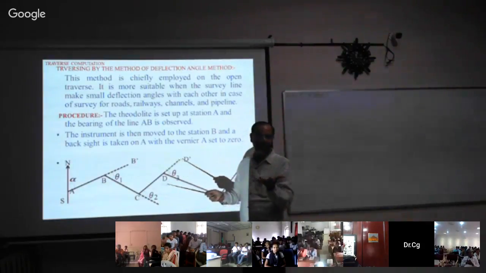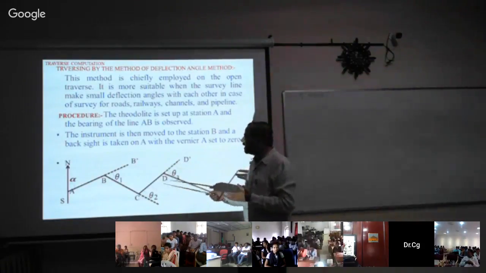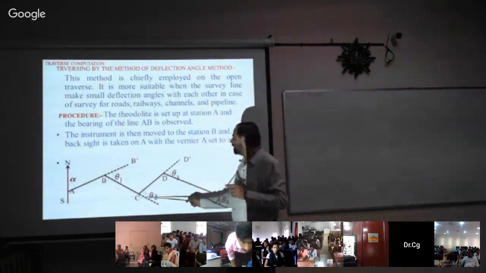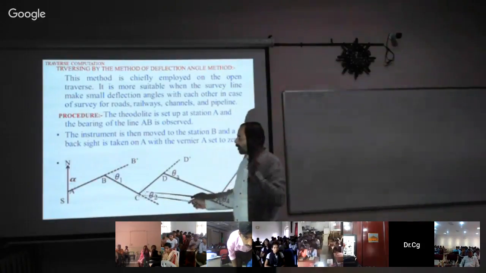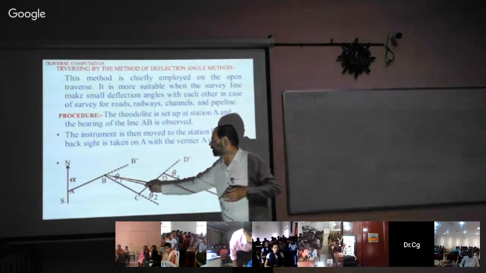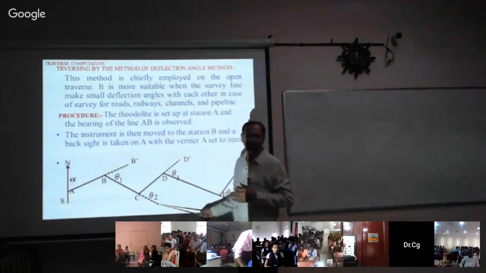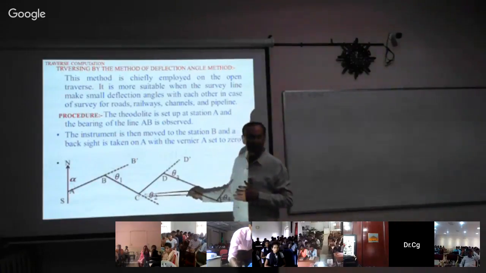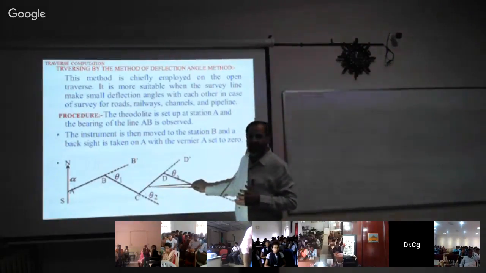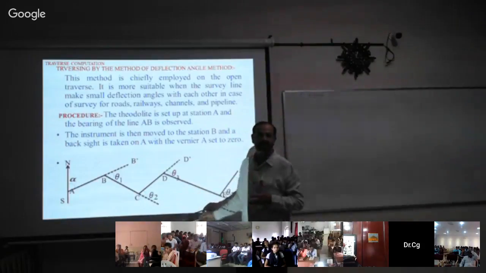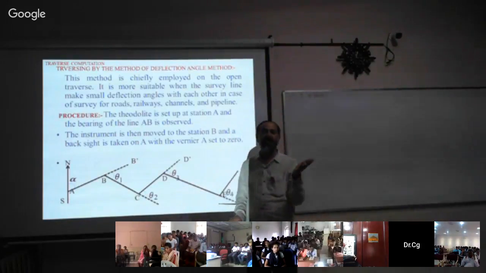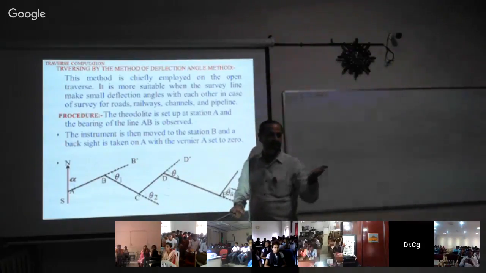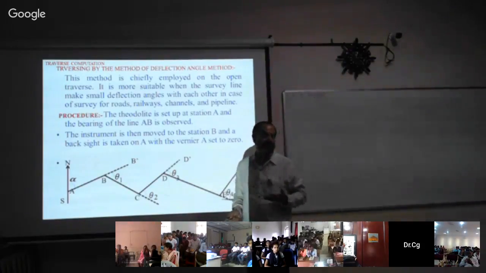Make the horizontal circle read 0 and 180 degrees, with the backsight on B. Then transit the telescope. The telescope is now directed from here to the point C, C dash. Now rotate the telescope and measure this angle. This is how we continue, and that is how we can run open traverses.